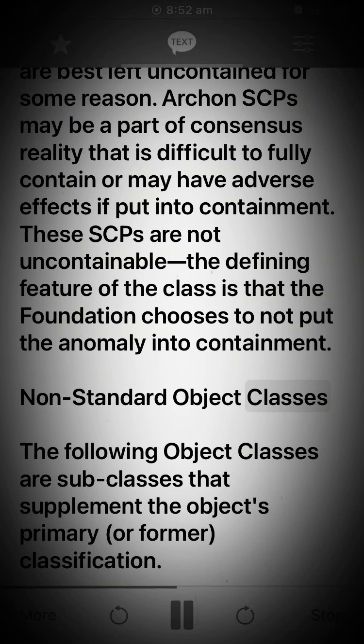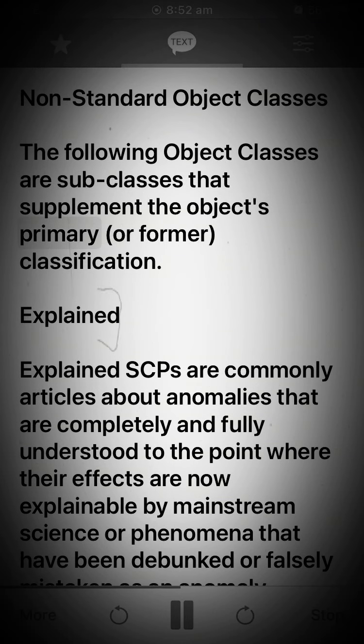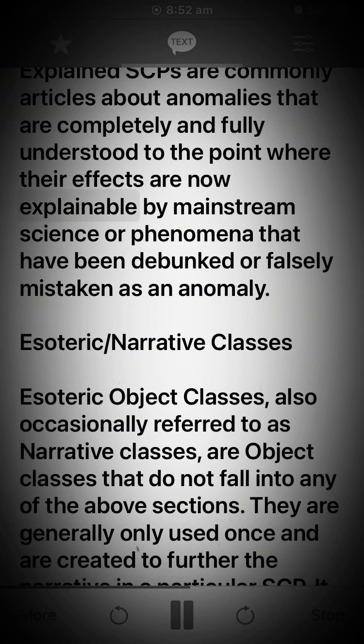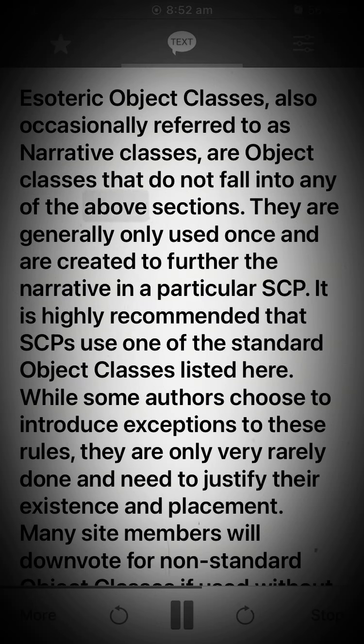Non-standard object classes. The following object classes are subclasses that supplement the object's primary, or former, classification. Explained. Explained SCPs are commonly articles about anomalies that are completely and fully understood to the point where their effects are now explainable by mainstream science, or phenomena that have been debunked or falsely mistaken as an anomaly. Esoteric narrative classes. Esoteric object classes, also occasionally referred to as narrative classes, are object classes that do not fall into any of the above sections.